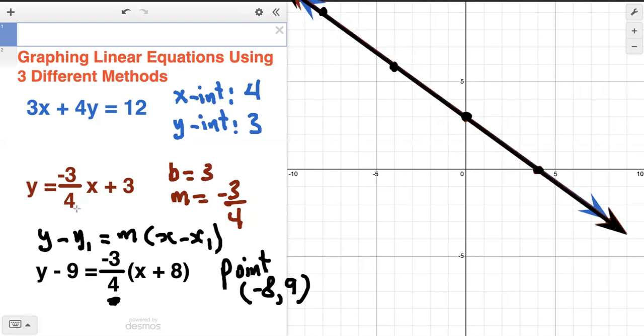So all of these equations represent the same graph. It's just that we're graphing them using a different method because the equation could be written in so many different forms.